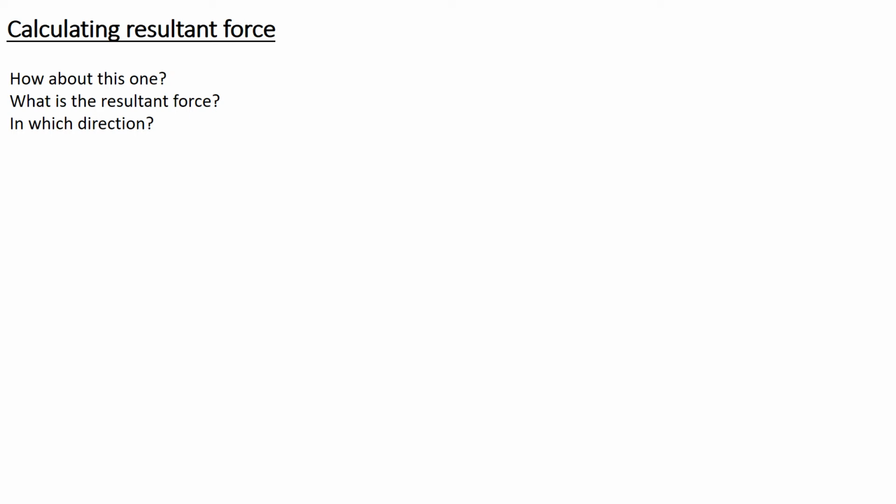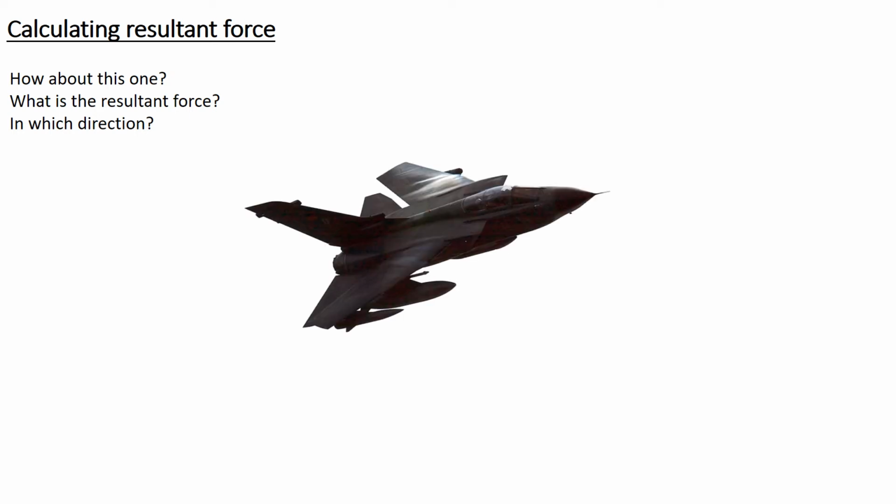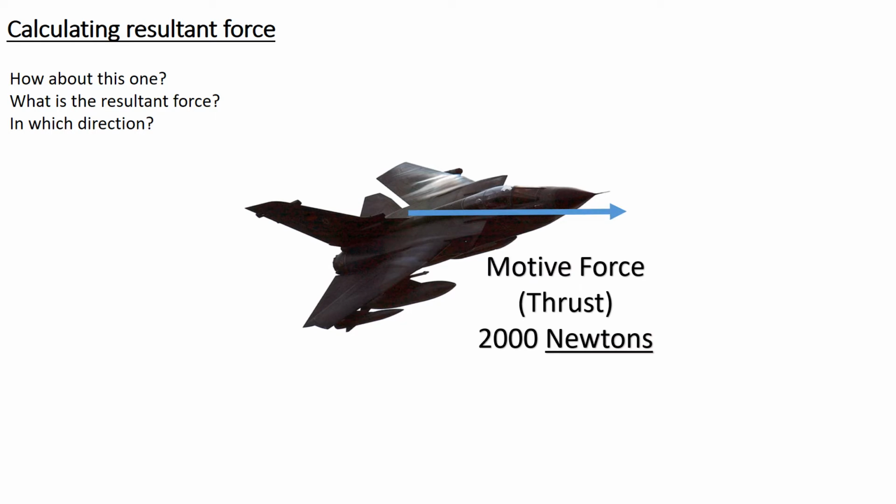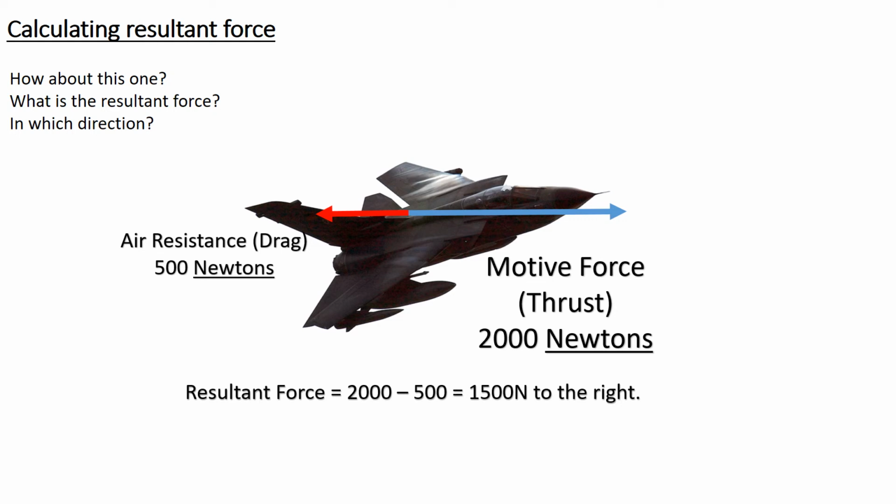Calculating a resultant force. So here's my fighter jet. Okay, what is the resultant force and in which direction? So we've got a motive force of 2,000 newtons, which is my thrust. Okay, air resistance, which is 500 newtons. So therefore, the resultant force is 2,000 take away 500, which gives me 1,500 newtons to the right, which you can sort of see by the fact that the arrow to the right is larger. Okay, it shows me that it is a larger force because it's a larger arrow.